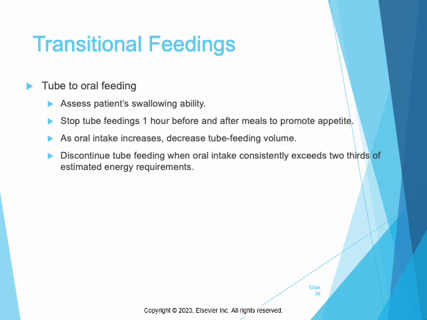When we go from tube to oral feeding, we need to assess patients' ability to swallow. We need to stop tube feeding an hour before and after meals because we're trying to promote their appetite. And as oral intake increases, we start to decrease the volume of the tube feeding. We can discontinue tube feeding when oral intake now consistently exceeds 2/3 of their estimated energy requirements.